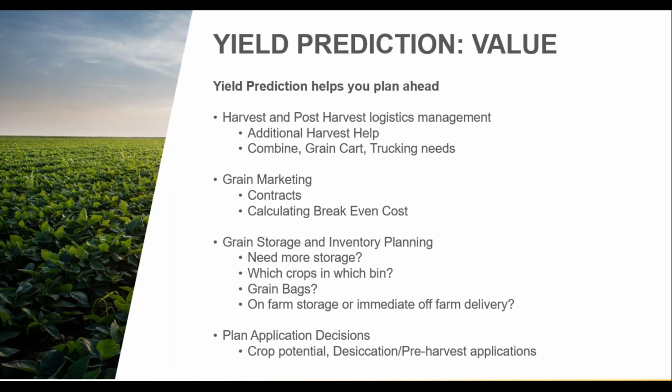And then the last thing here, it helps us plan application decisions, right? So understand that yield potential during in-crop applications. So is that yield potential there for that fungicide application? Obviously, disease pressure and those things come into that decision as well. But again, this is another factor that can help you decide where you want to be with those crop inputs.